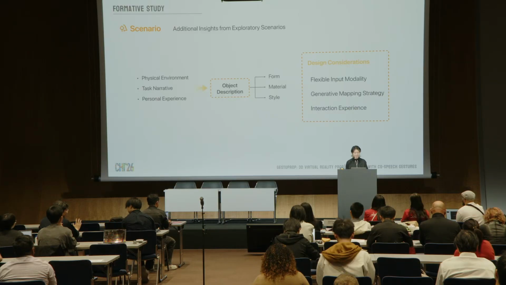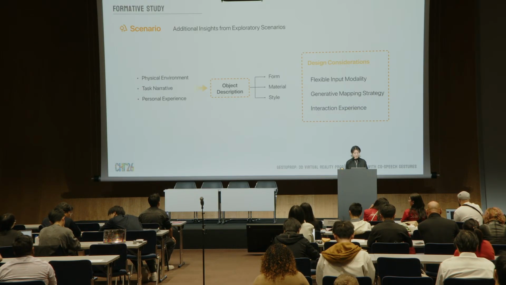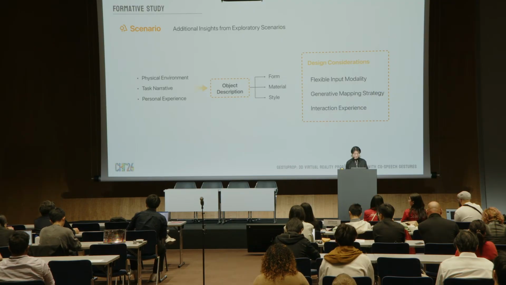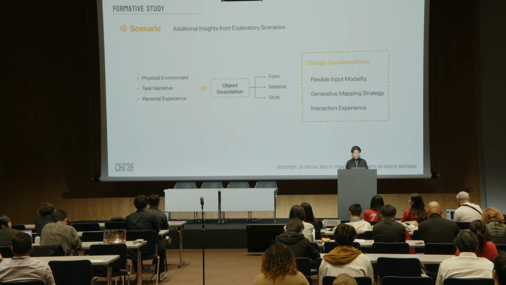Finally, we found that object creation is not purely geometric. Users' ideas are often influenced by the physical environment, the textual narrative, and their experiential background. These factors shape how users describe objects in terms of form, material, and style.